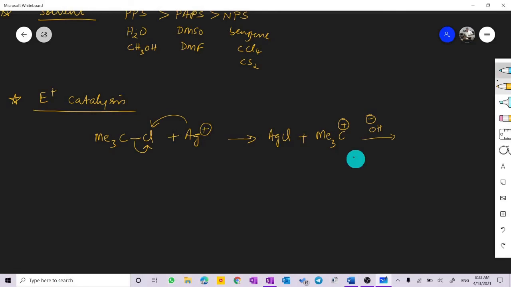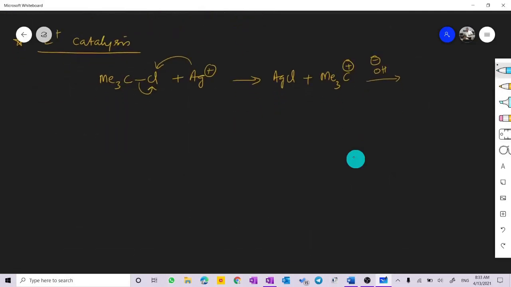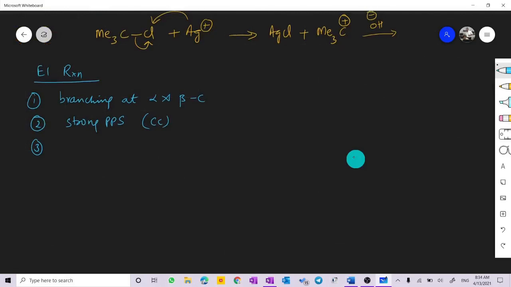Okay, so just to summarize whatever we have seen, what are the conditions for the E1 reaction? E1 reaction can be facilitated by branching. A more substituted alkene will be favored by branching at the alpha and beta carbon, which gives a stable alkene. The second one is strong polar solvents. A strong polar protic solvent will favor the ionization of RX to form a carbocation. Therefore, strong polar solvents are another condition required for the E1 reaction.